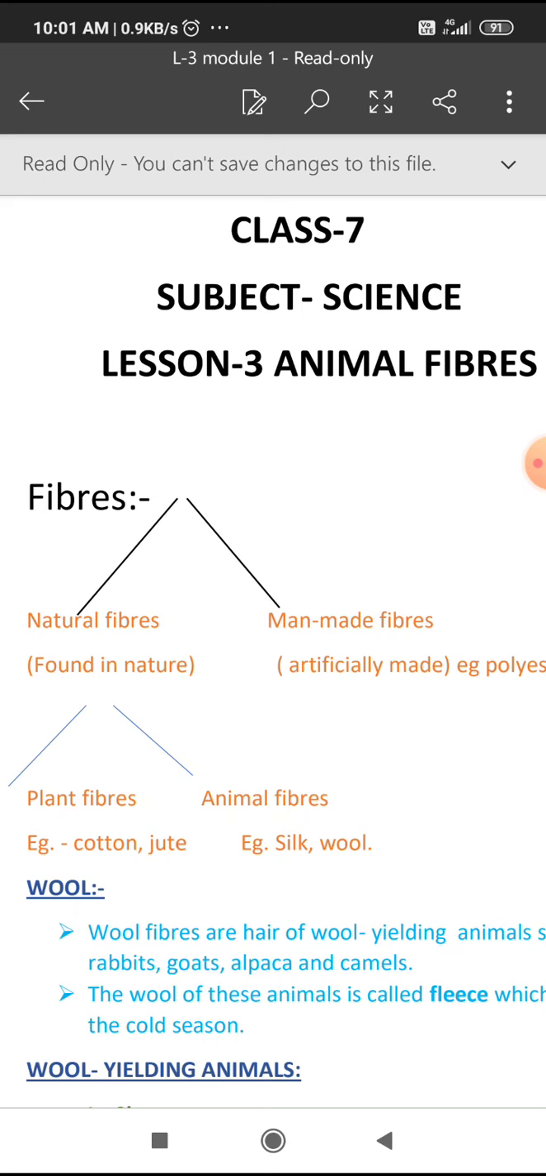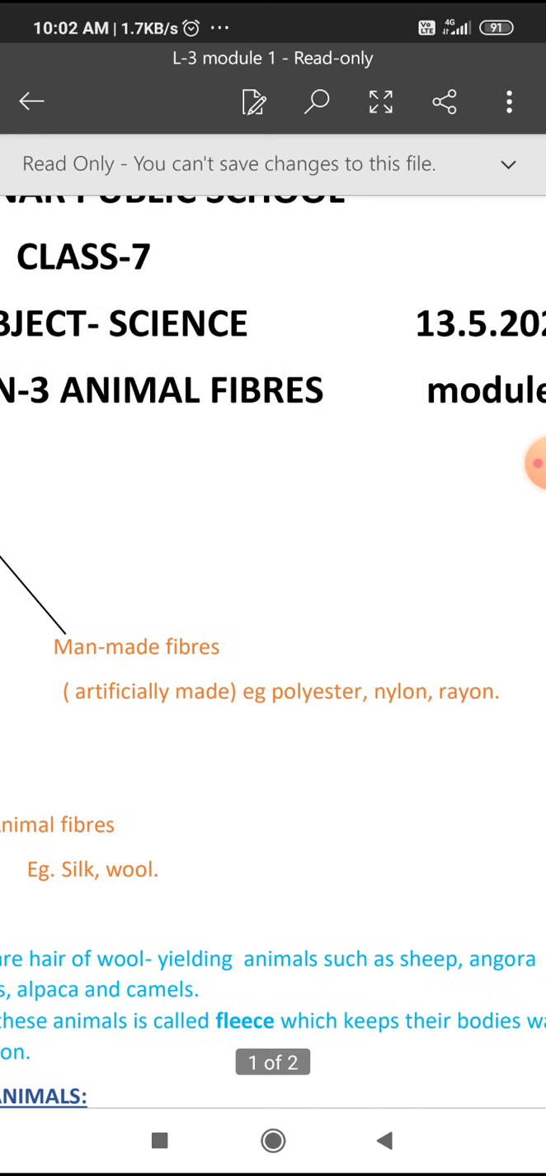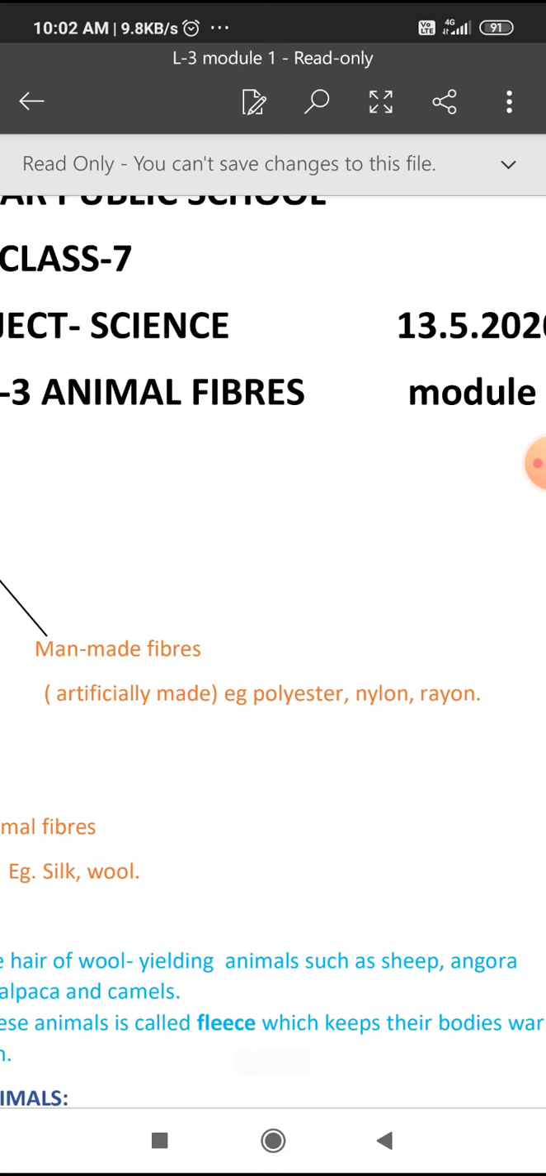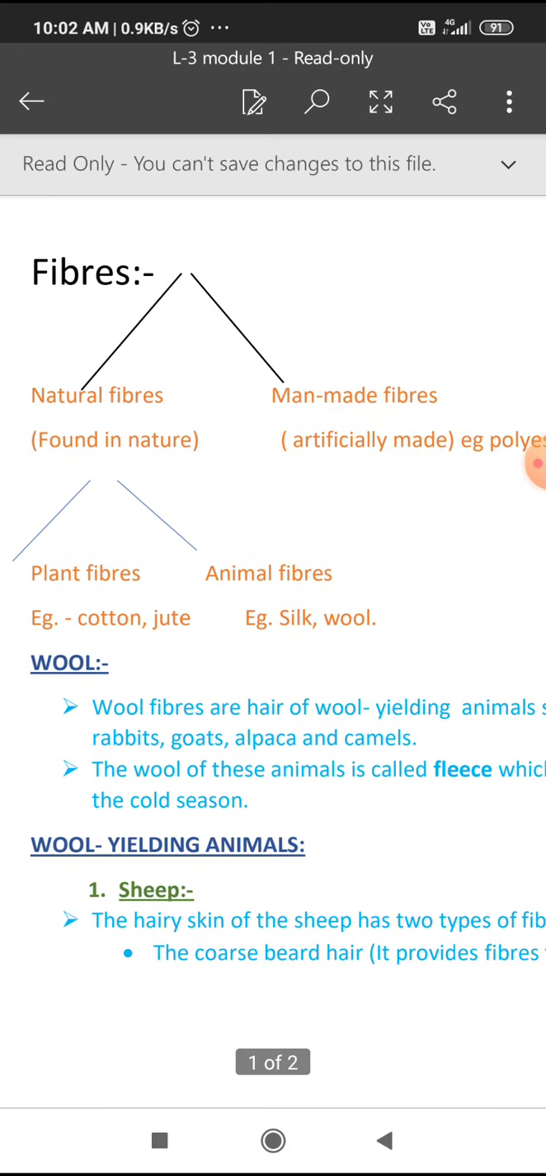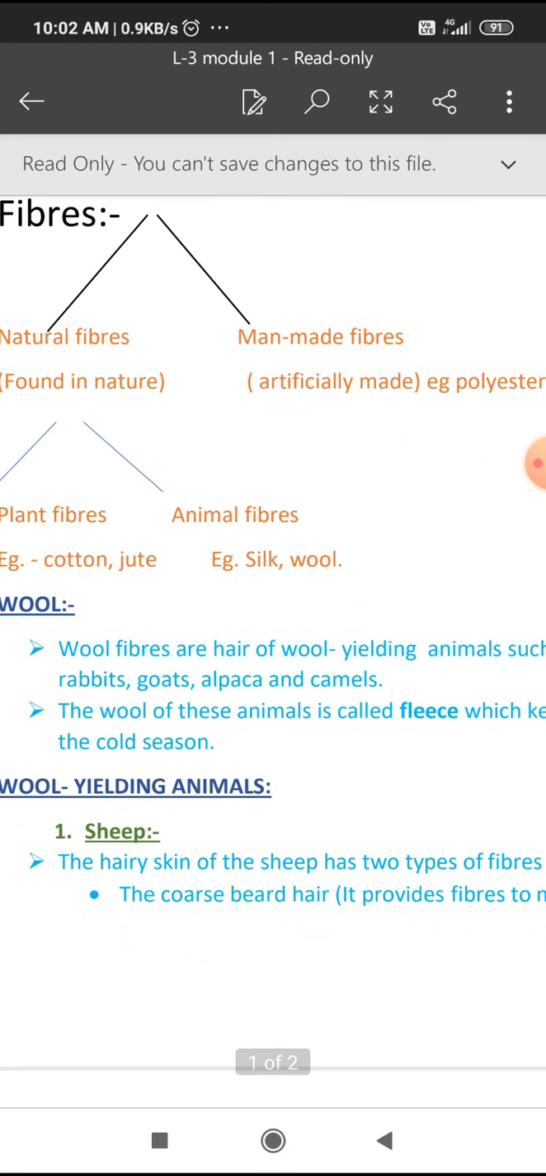Plant fibers are like cotton and jute, animal fibers are like silk and wool. We have done cotton and jute in detail in class 6th. And man-made fibers are artificially made fibers, for example polyester, nylon and rayon. In this class 7th module, we'll be discussing wool and silk in the whole chapter, and how we get wool from different types of animals.